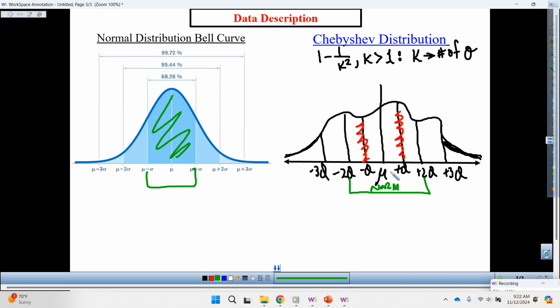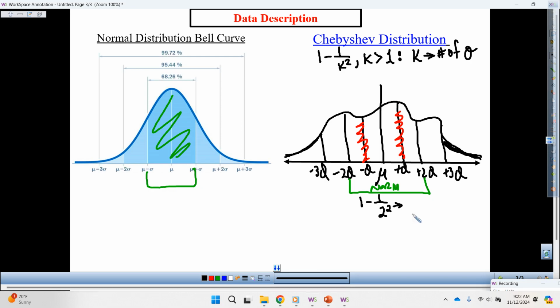Now, how much percent is that? Well, let me show you. With this theorem, you can compute the percent. So here we go. I'm going to use the theorem. I want to know how much this is. So I'm going to use 1 minus 1 over k squared. However, it says here that k corresponds to the standard deviation. So which standard deviation are we on right now? According to him, what is the norm? 2. So I'm going to write 2 squared.